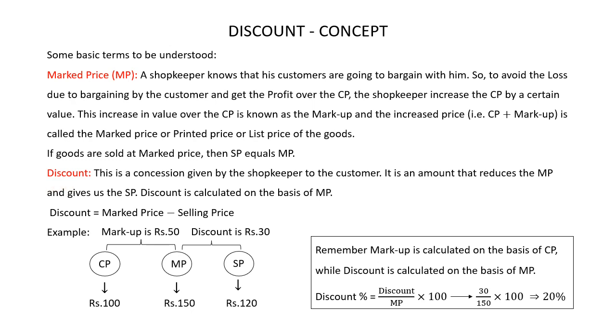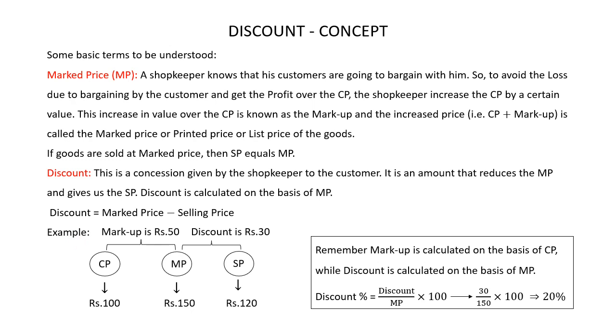Discount. Discount is a concession given by the shopkeeper to the customer. It is an amount that reduces the marked price and gives us the selling price. Discount is calculated on the basis of marked price. So discount is equal to marked price minus selling price. Now let's understand all this with the help of an example.